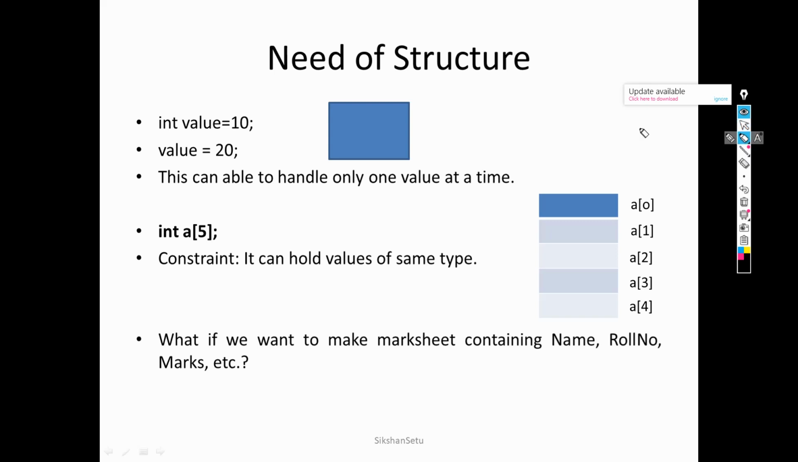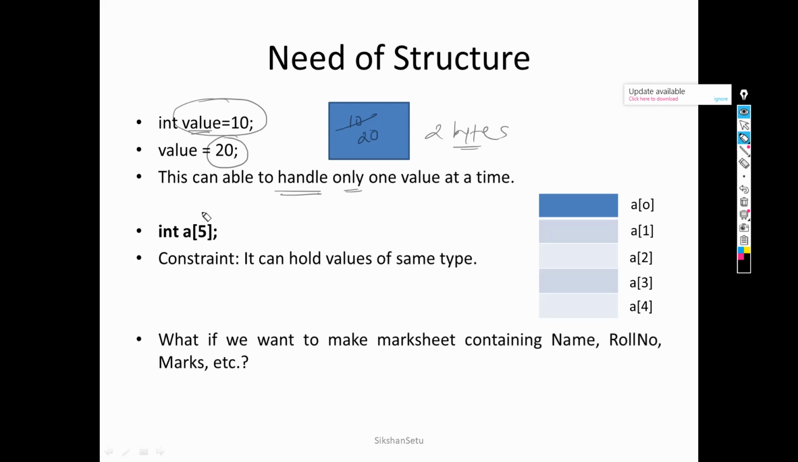All of you, during the discussion of array, have seen that once we declare one variable like this, integer value of 10, a memory block will be created of 2 bytes. And once I modify the value of that particular variable, it was initially 10 but now it is replaced by 20. So the constraint with a single variable declaration is it can handle only one value at a time.